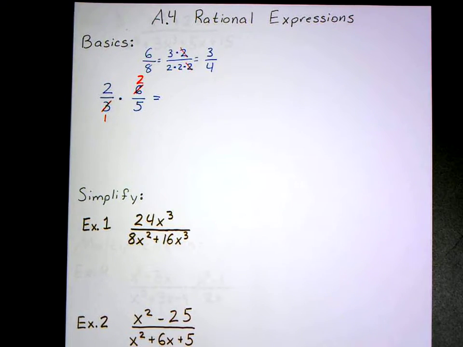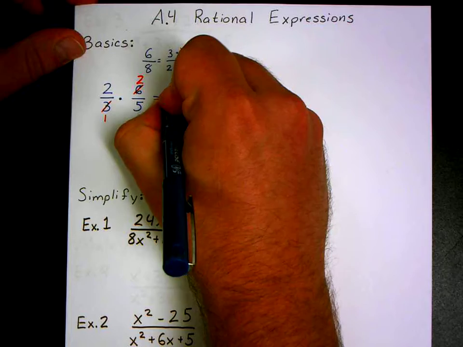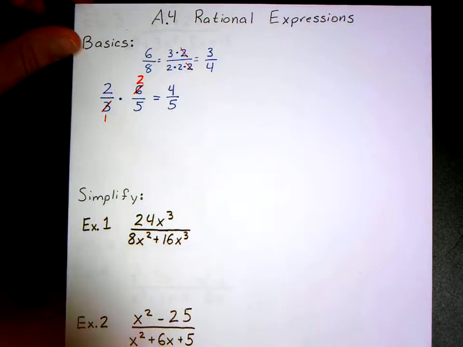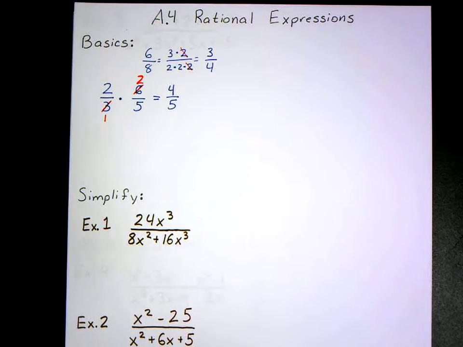And then when we multiply fractions, we just multiply straight across, right? So 2 times 2 would be 4. 1 times 5 would become 5. Come on, you're fine. All right, so that's what we have for multiplication.